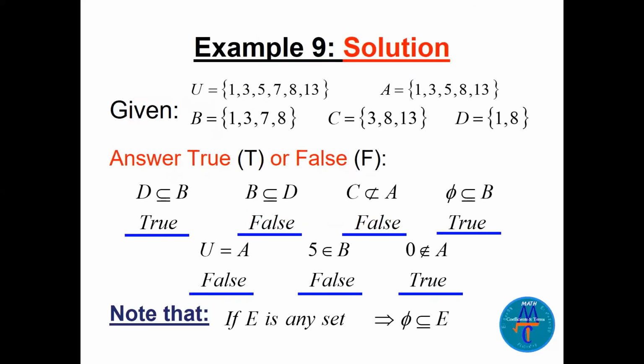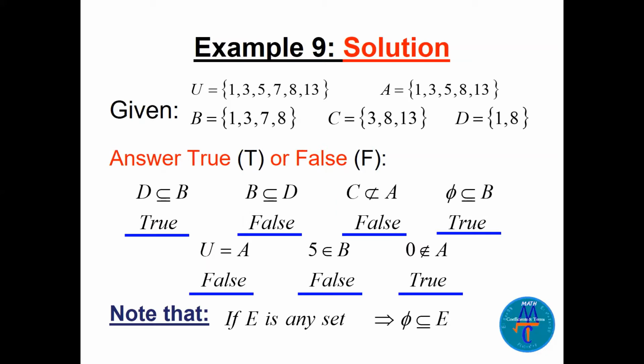Let's see. Second one now, I answered the first one. B is a subset of D. B is 1, 3, 7, 8. It's not. So the answer is false.